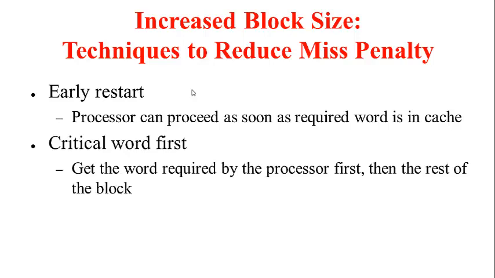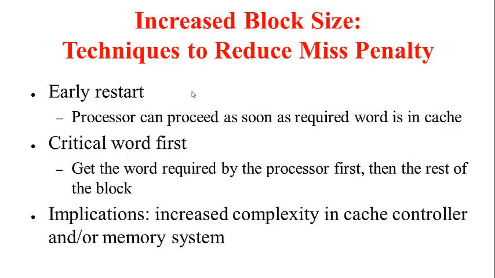With a more complicated cache controller, we can do something better. We can even arrange that the critical word, that is the word which the processor requires in the block, comes first, irrespective of where in the block this critical word is, and then the cache controller fills up the remaining block with the relevant words. Obviously, these schemes will have the implication that the cache controller would have to be more intelligent and more complex to do such things.